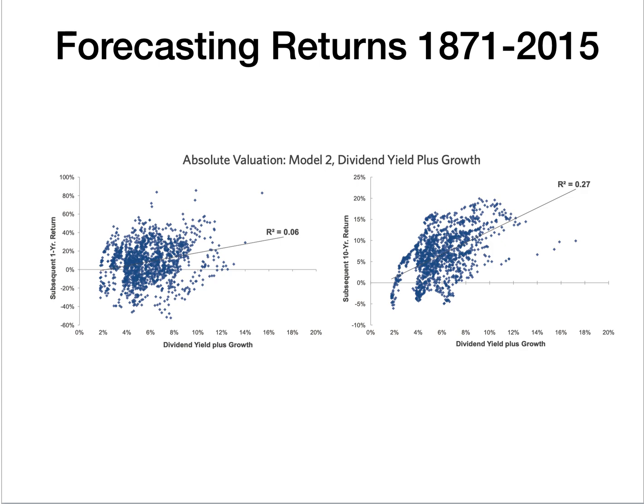We could do the same exercise again with a different model, the dividend yield plus growth. We can discuss this later. But you see the same phenomenon. You have a return over the next 1 year, return over the next 10 years. And we have a very low R squared on the 1 year. So these indicators are not so useful for forecasting returns 1 year in advance, but they appear to be quite useful in terms of forecasting returns over a 10-year horizon.